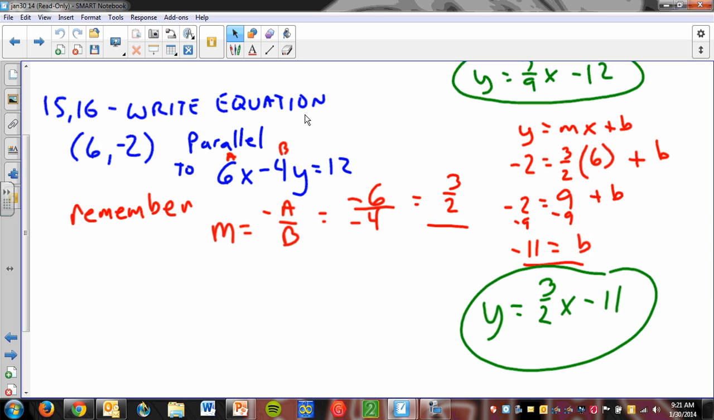Write an equation that's parallel to this, and you have a point. Well, we need our slope, which is negative a over b. So negative 6 over negative 4, our slope is 3/2. So this is where we go back to solving for b like we did earlier in this review. M, x, and y, plug it in here. Y equals mx plus b. 3/2 times 6 will give you 9. Got to get b by itself, so I subtract 9 from both sides and get negative 11. Put my m here, my b here. Y equals 3/2 x minus 11.